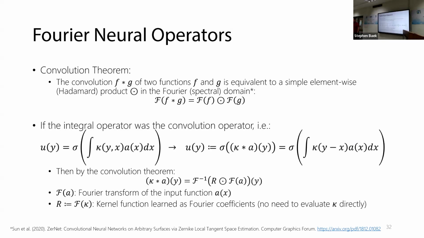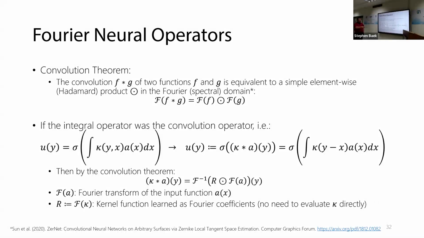Why does that matter to us? Because this integral operator that defines the continuous perceptron is essentially a special case of a convolution operator. The convolution between kappa and A is defined as the integral of kappa of y minus x. So kappa is now a function that takes a single value as an input, and then you compute the integral between the two. That's the definition of convolution, right?